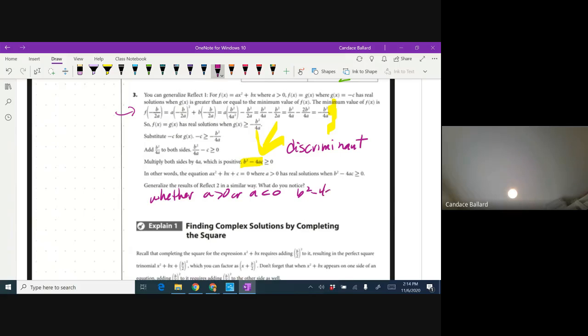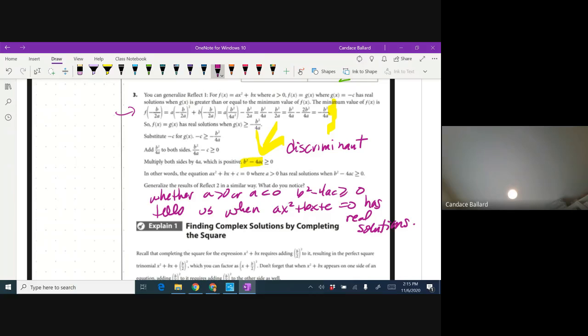B squared minus 4AC greater than or equal to 0 tells us when AX squared plus BX plus C equals 0 has real solutions. So the upside is from that little piece of the quadratic formula, we could just examine that little piece and tell whether or not we're going to get real solutions or we're going to get imaginary solutions, and how many.